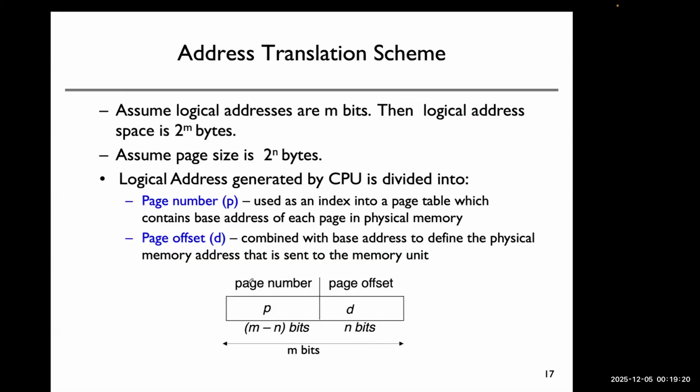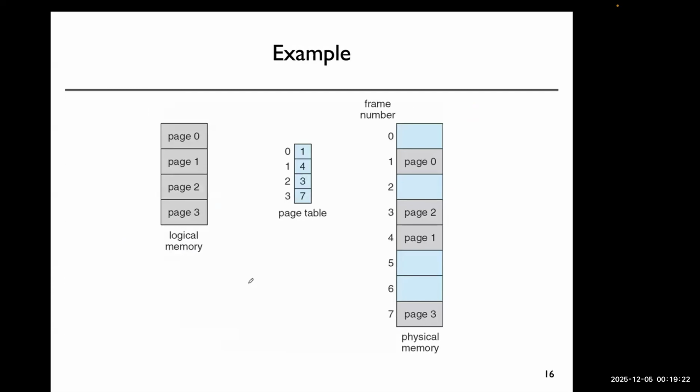Here we have an example again to understand how the page table is used. This is your logical memory, or logical address space. Your program is broken down into 4 pages: page 0, page 1, page 2, page 3. Here we are not specifying the size of the page, but the program is divided into 4 equal size blocks, referred to as page 0, page 1, page 2, and page 3. And then you have this page table, which is already populated.